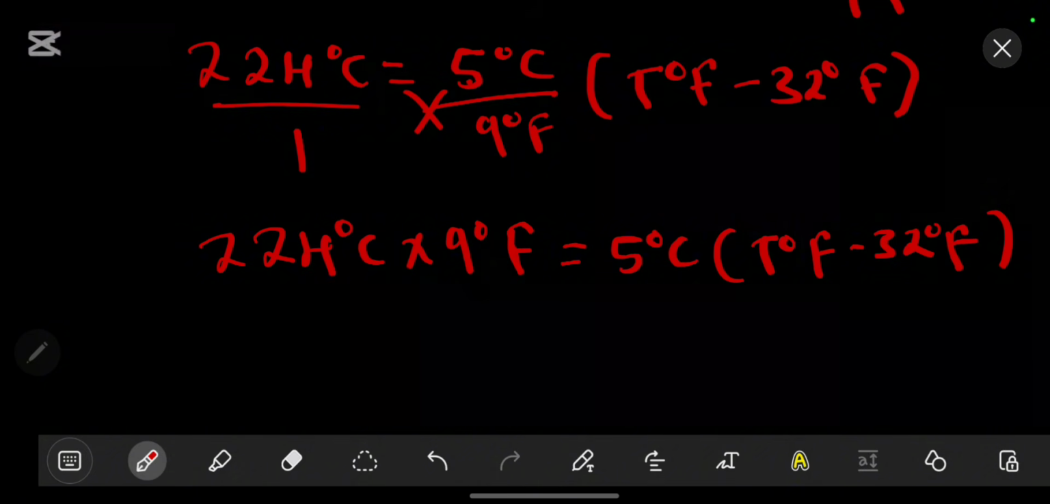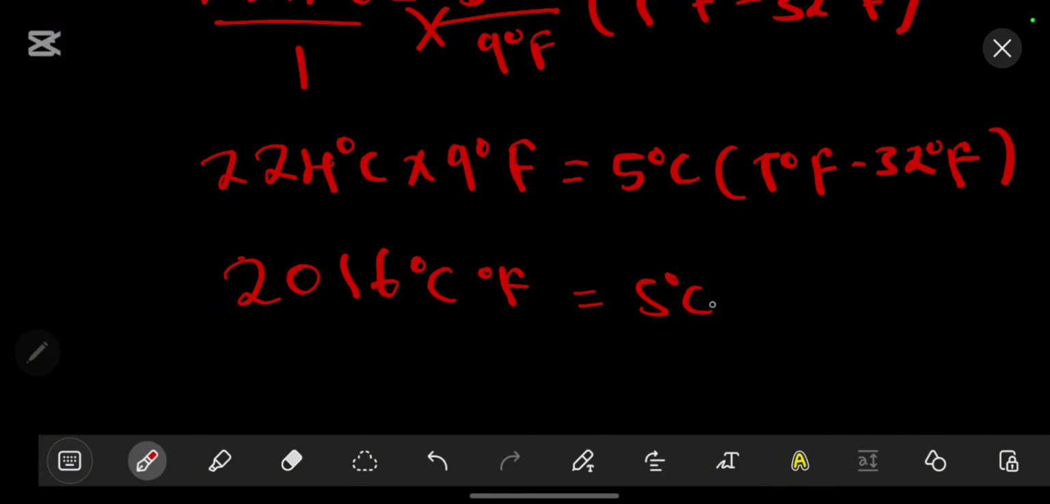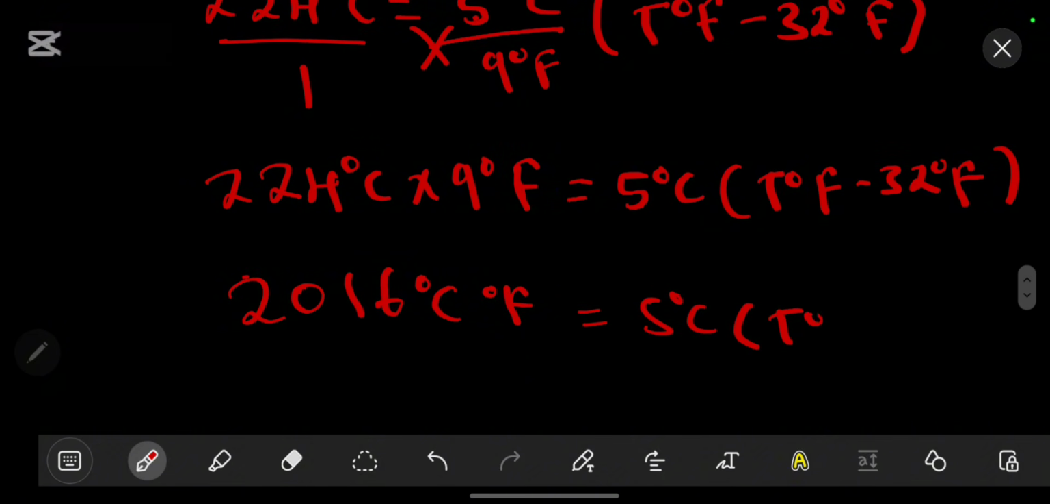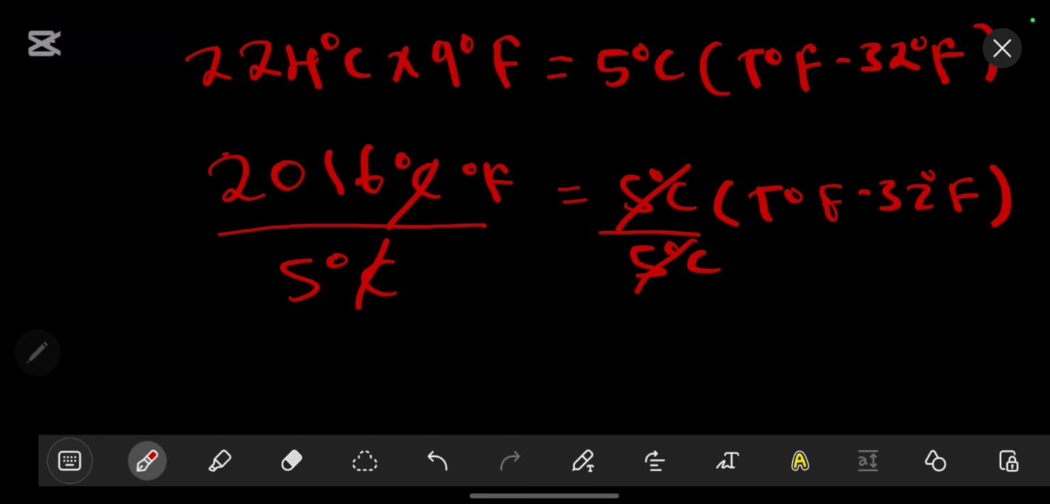This gives us a value of 2016 degrees Celsius and degrees Fahrenheit. Then from there, what we are going to do is we have 5 degrees Celsius, like that. Our temperature in degrees Fahrenheit minus 32 degrees Fahrenheit. We divide over 5 degrees Celsius, like that. So we cancel. We are going to have 2016 divided by 5.